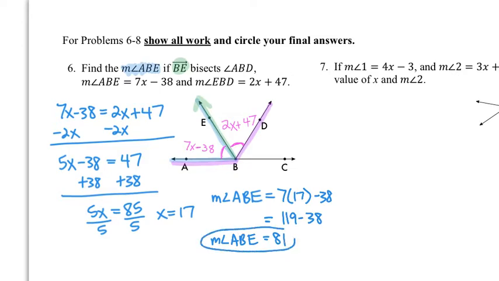How can we check our answer? Well, you can check it back here or just check it on this side, because we already know that 7x minus 38 is 81. So we can do a quick check: 2 times my x, 17, plus 47. That would be 34 plus 47, and yes, that is 81. So it checks out. The biggest thing on this one, you have to know that bisect means to cut in half, and set these two equal and solve.